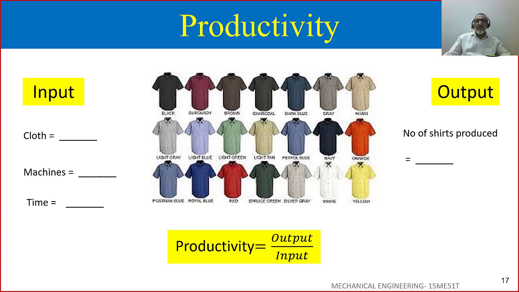For example, say you have cloth and you are making shirts. If you have 100 meters of cloth and you are making 50 shirts, and after some time you use 200 meters and you produce 100 shirts. Here the production has increased, but productivity has not increased, because previously it was 50 by 100, output by input. Now it is 100 by 200.